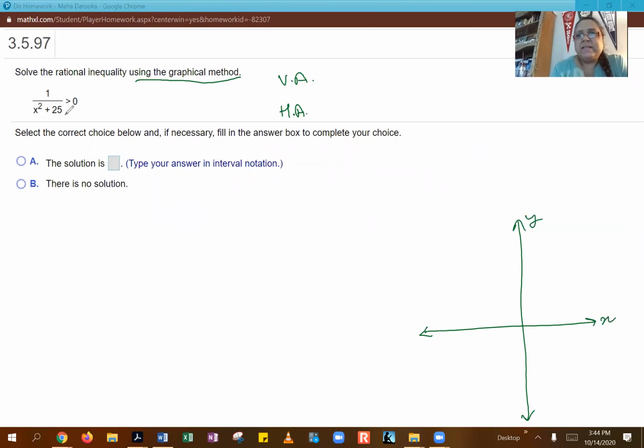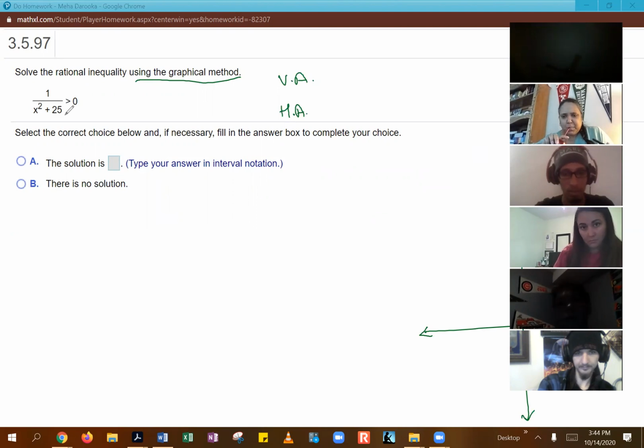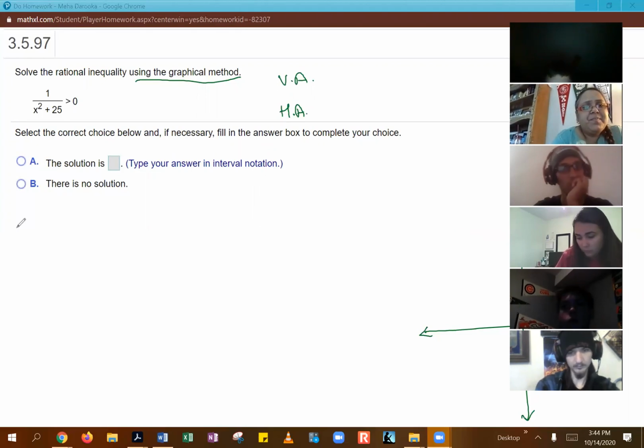So looking at this, 1 over x squared plus 25, do you know where your vertical asymptote is going to be at? At what number? James, you're saying plus or minus 5. Abdulaziz, you're saying no vertical asymptote, okay?